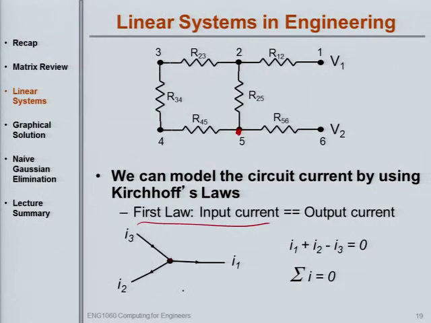So this node here, I1 is flowing out, I2 is flowing out, and what's flowing in is I3. So this sum here has got to be equal to 0. You can't have a build-up of current, a build-up of charge.